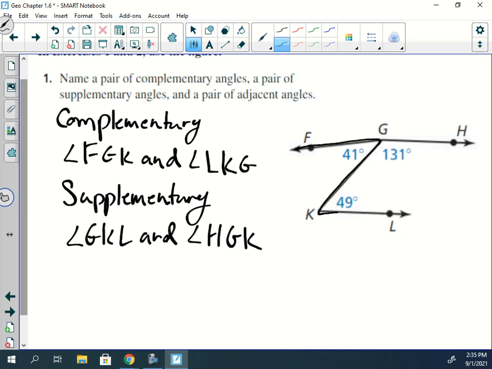Because these two here add together to be 90. And 131 and 49, 0 carry the 1, and we get 180. So it'd be those two together. Any questions on complementary or supplementary, or how we figured these angles out?